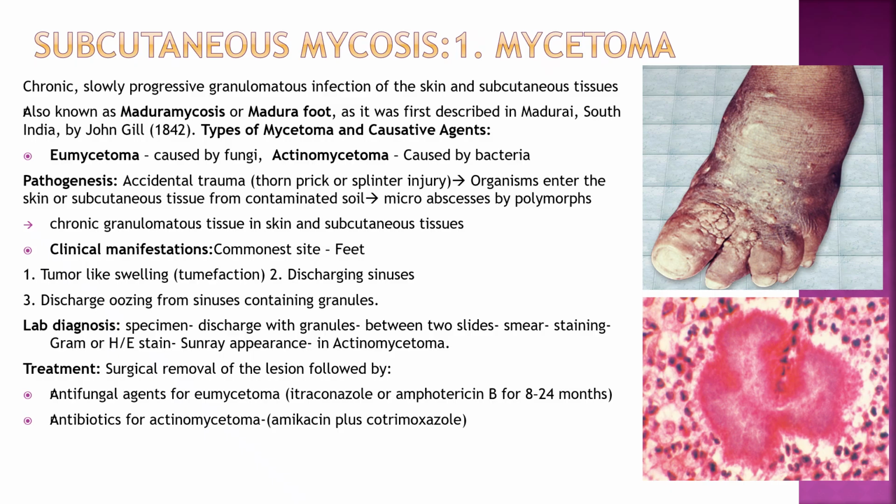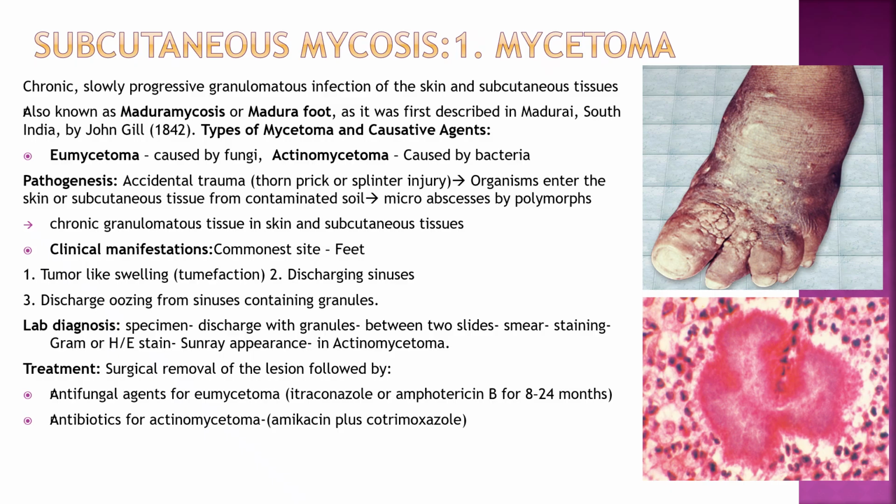Clinical manifestations: commonest site is the feet, with tumor-like swelling, tumefaction, discharging sinuses, and discharge oozing from sinuses containing granules. Treatment: surgical removal of the lesion followed by antifungal agents for eumycetoma, itraconazole and amphotericin B, and antibiotics for actinomycetoma, amikacin plus cotrimoxazole. So on lab diagnosis, the specimen is collected.